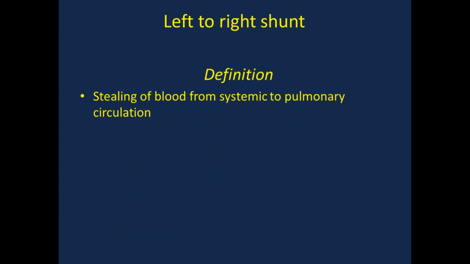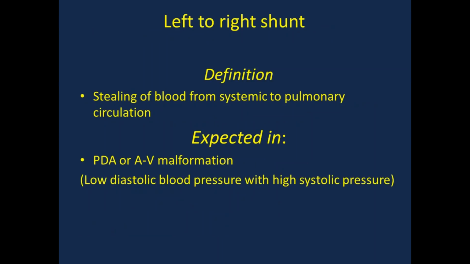If you have left-right shunt, you have stealing of blood from systemic circulation to pulmonary. You may expect that in PDA or AV malformation. You have low diastolic blood pressure with high systolic blood pressure, or at least normal. In this situation, you have low diastolic pressure, but to differentiate between low diastolic blood pressure in PDA from septic shock, in this case you have wide pulse pressure. In the other case scenario, you have narrow pulse pressure.